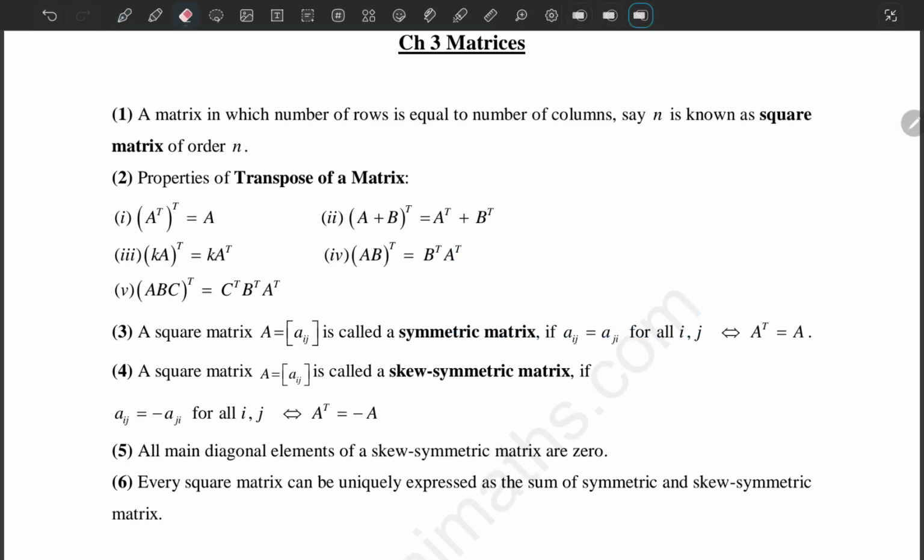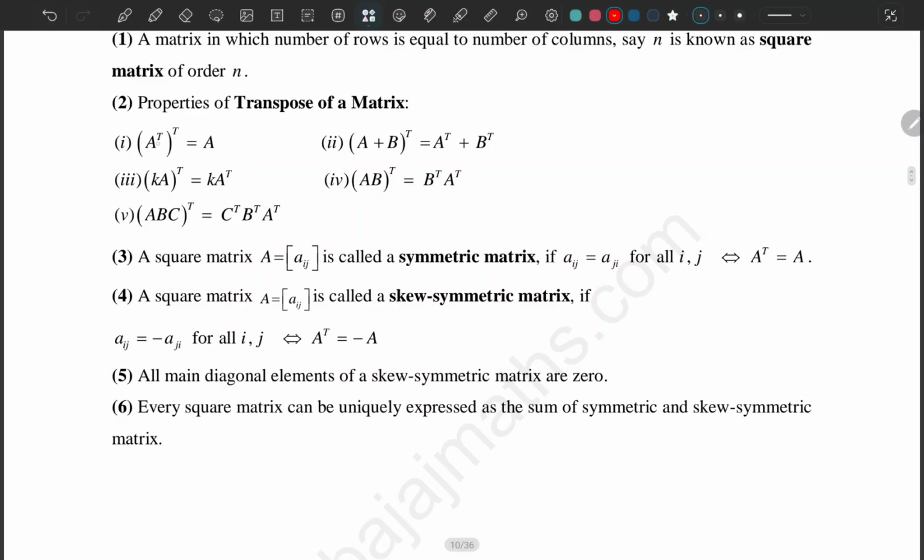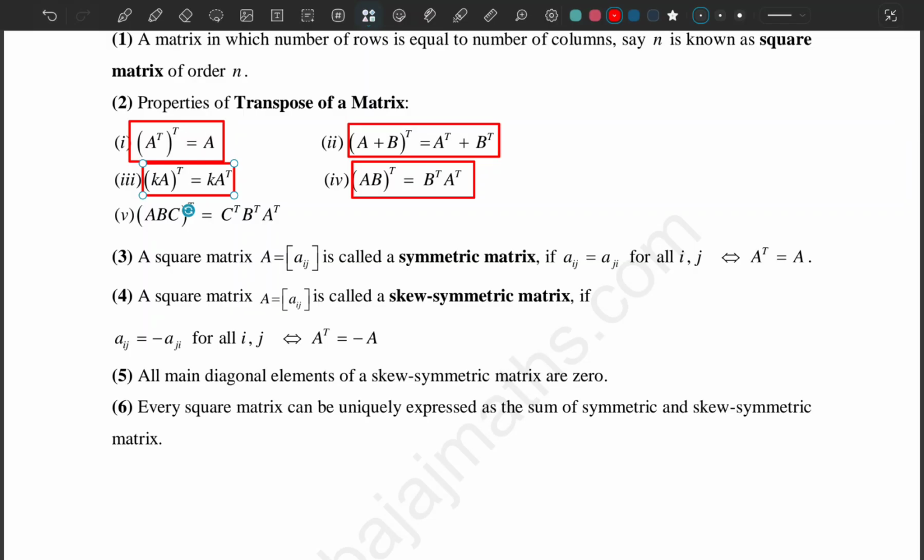Okay, so there are some properties of transpose. The transpose of A transpose comes out to be A. Obviously that's common sense. A plus B whole transpose comes out to be A transpose plus B transpose. A times B whole transpose comes out to be B transpose times A transpose. The order matters, please take care of that. A constant times a matrix, whole transpose, comes out to be the constant times the transpose of the matrix.